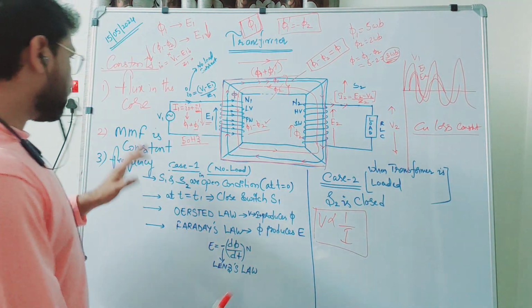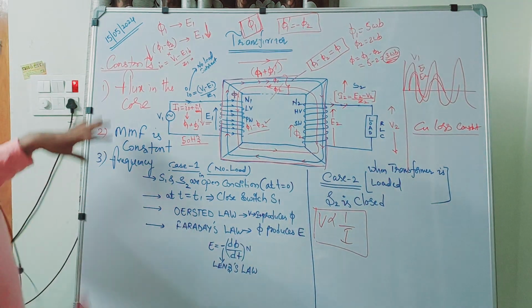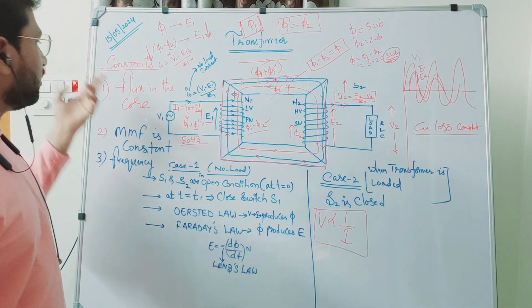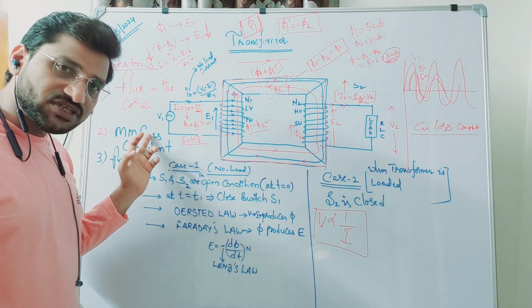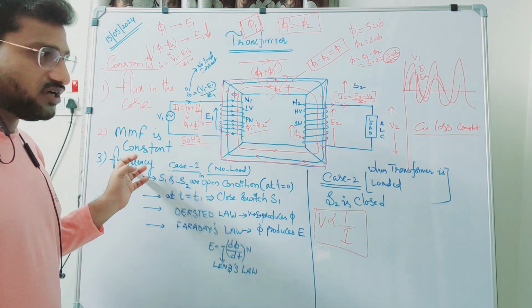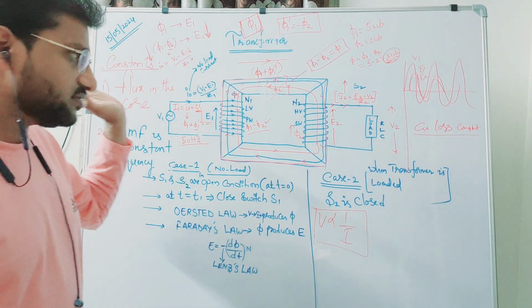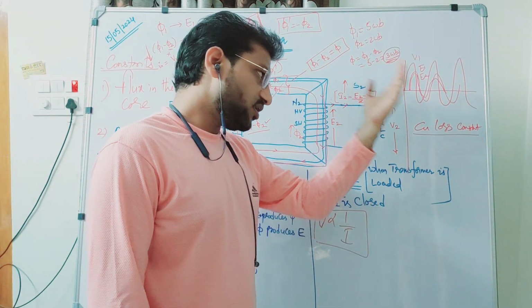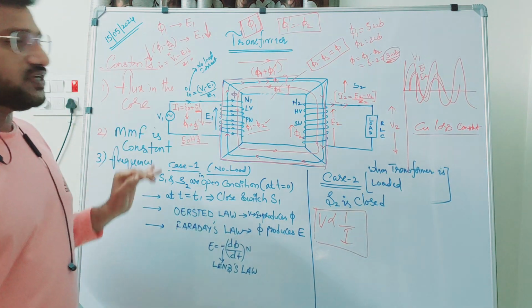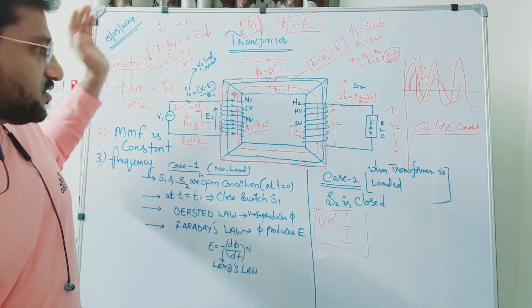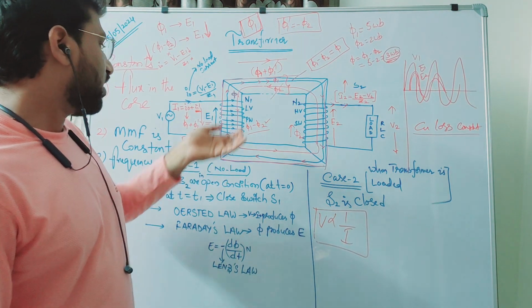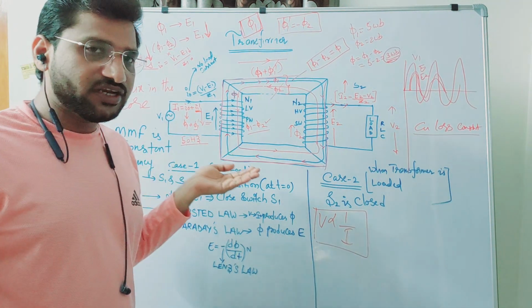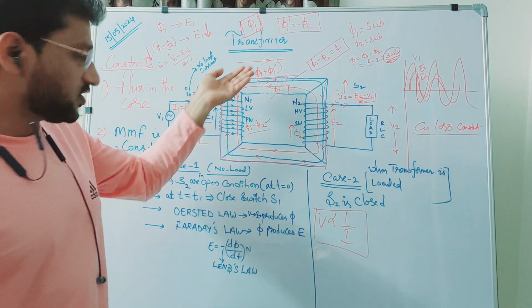As a whole, I'll be summarizing it. In a transformer, flux is constant in the core, MMF is constant, frequency is constant. These are strictly constant, whereas approximately the losses are also constant in the transformer. So this is the basic concept of how the flux can be maintained, and also how the other components are maintained as constant in the transformer.